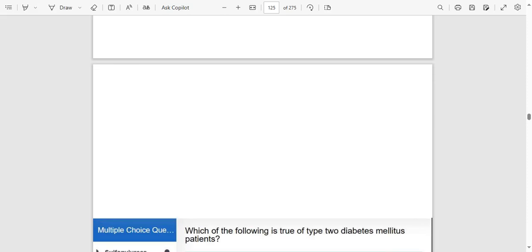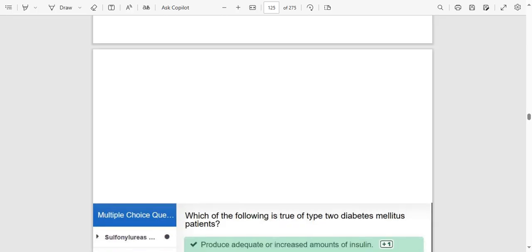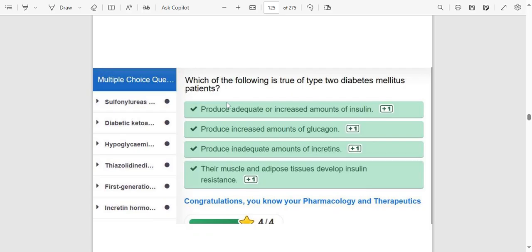Thank you so much for that. I think we've gotten that on the cause and treatment. We know that any other anti-diabetic drug is going to be used for treatment, right? Complication, the doc already said HONK. So which of the following is true of type 2 diabetic patients? Produce adequate or increased amount of insulin.